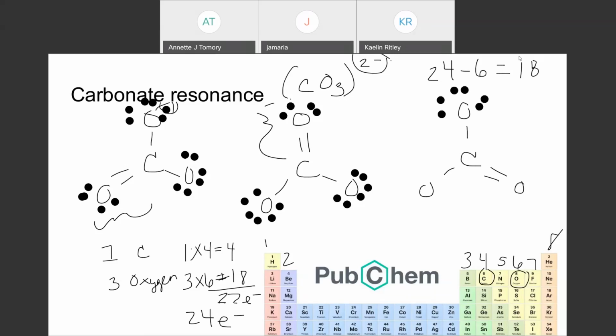Resonance basically means that the electrons are moving around, going from one area to another, and it's kind of more like being shared. Okay.